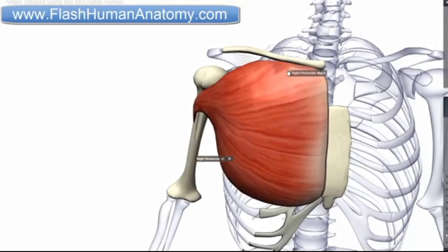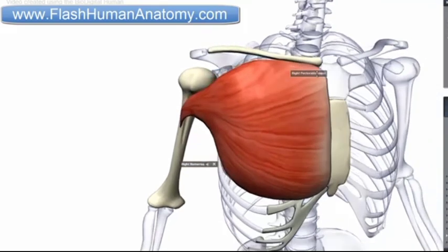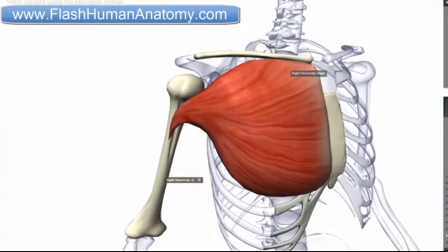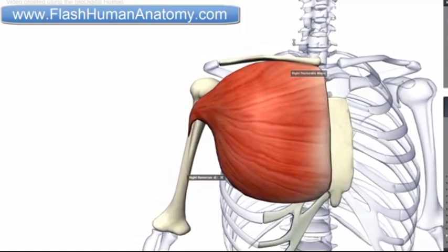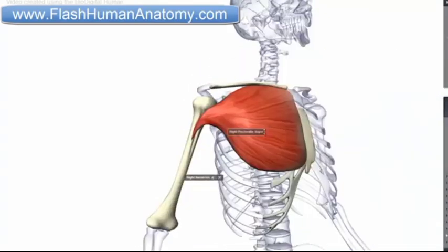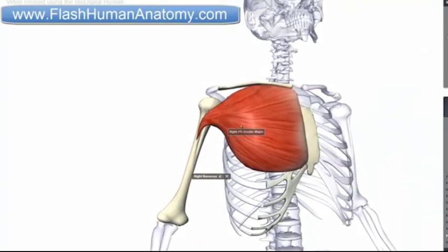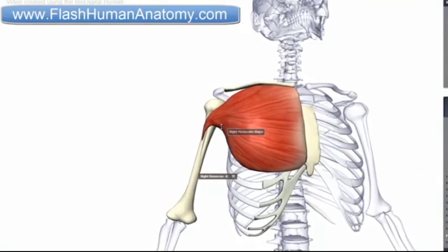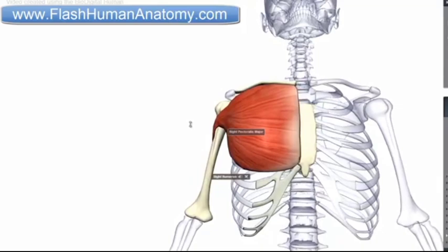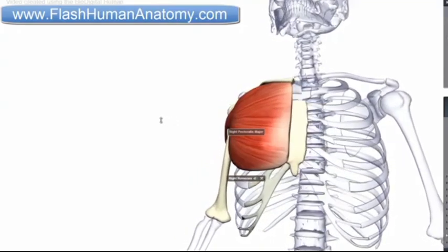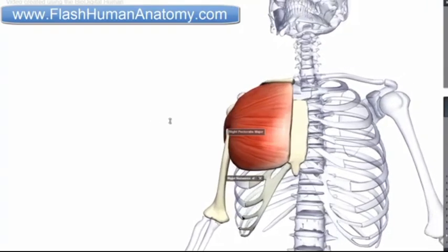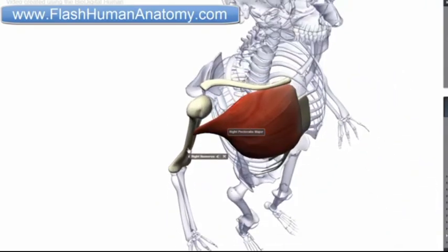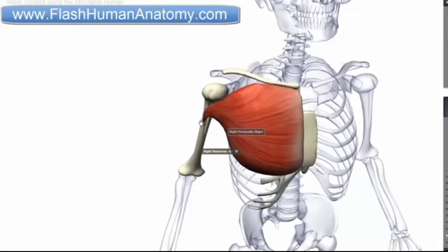Now the clavicular head of this muscle is innervated by C5 and C6. The sternocostal head is innervated by C7, C8, and T1. These heads also have different functions. The clavicular head flexes the humerus. The sternocostal head extends the humerus. And the muscle as a whole adducts and medially rotates the humerus. It medially rotates it because it is attached more laterally, as you can see here.